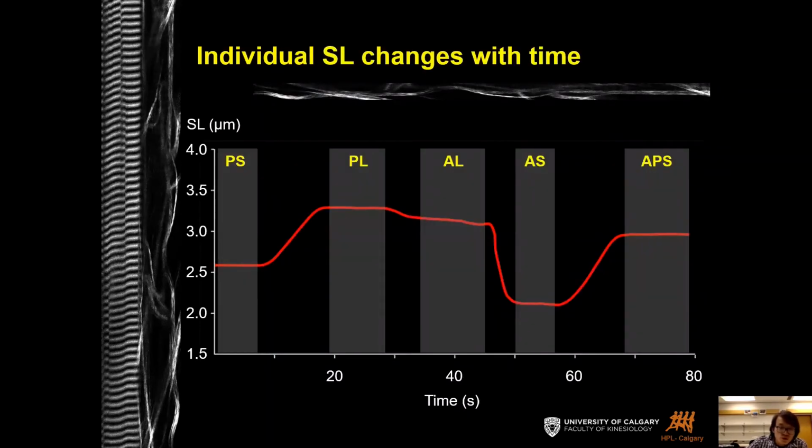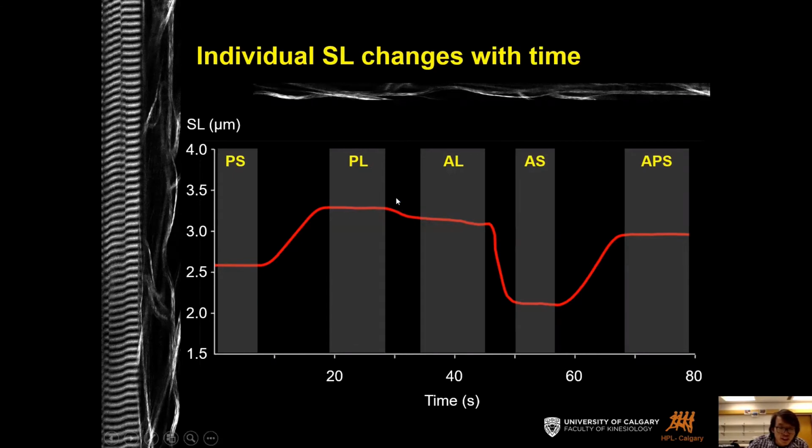This graph shows the sarcomere length changes with time in a myofibril containing 12 sarcomeres, with the y-axis showing the sarcomere length and x-axis the time in seconds. The red curve represents the mean sarcomere length in various steady states, starting from the left: passive short, passive long, then active long, active short, and active post-stretch.